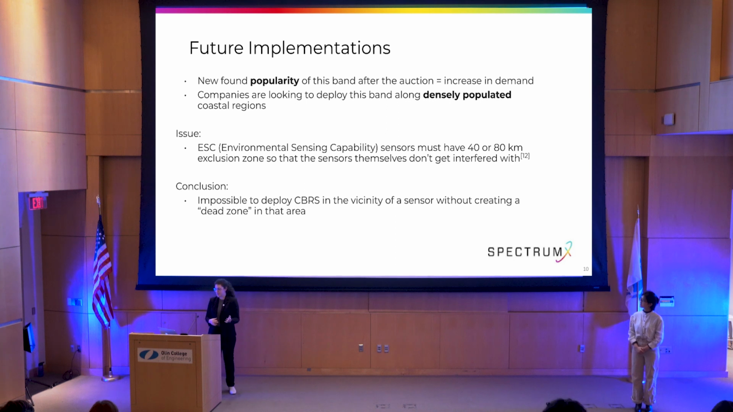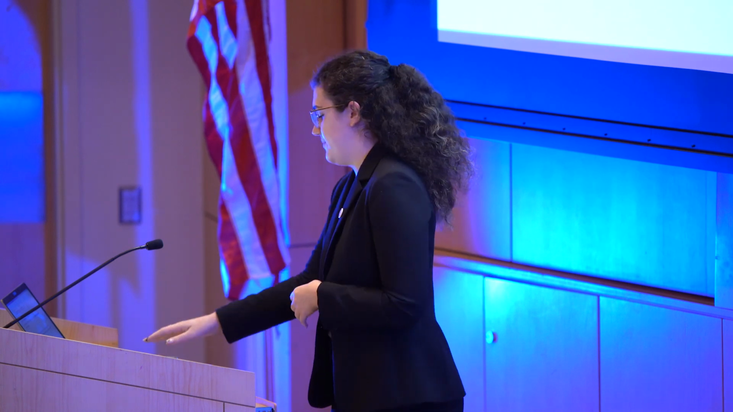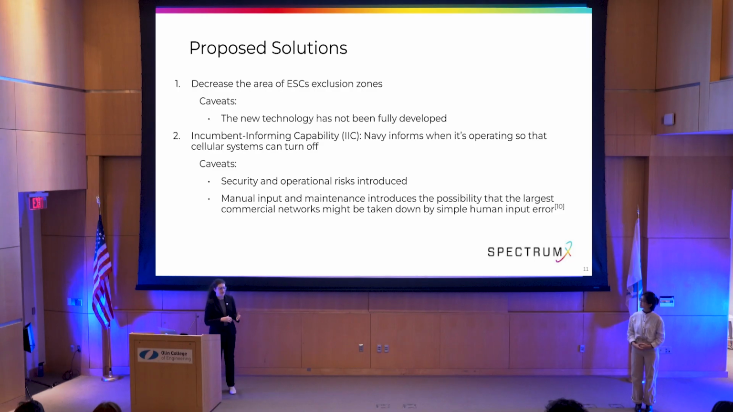After the auction, popularity for this band really increased, and companies were looking to deploy it along the more densely populated areas of the coast. But as we just saw in the diagram for ESC, all of the sensors are located along the coast, and they still need to maintain that 40 or 80-kilometer distance from the sensors. This creates a dead zone around each of those centers where the CBRS band cannot be deployed. So we have a couple of proposed solutions.